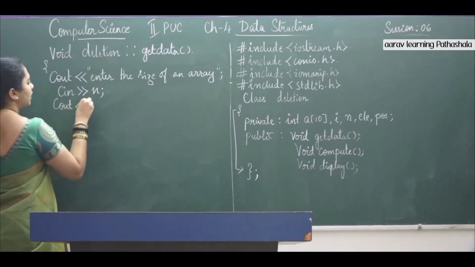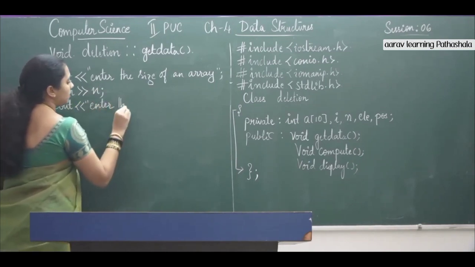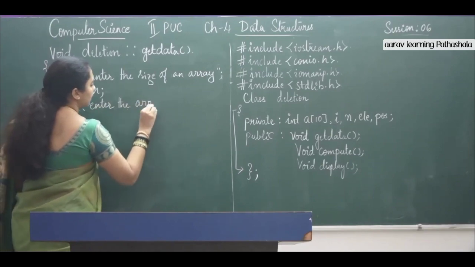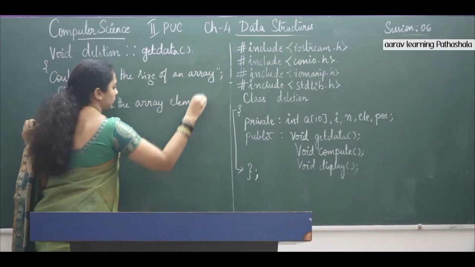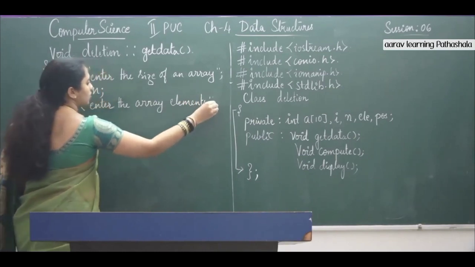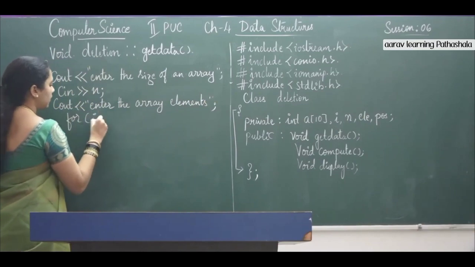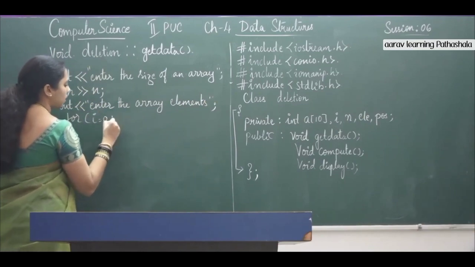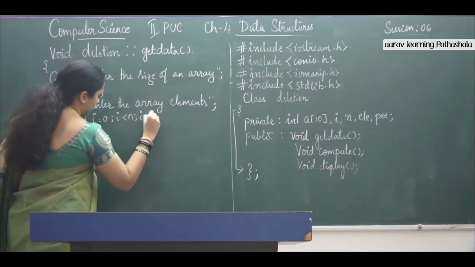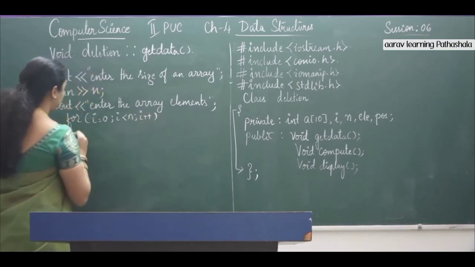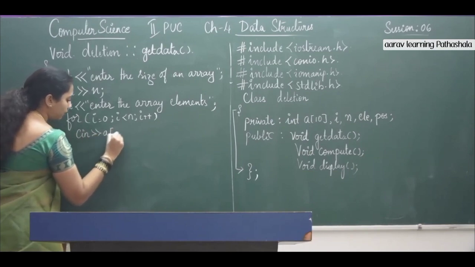Next, we are going to enter the array elements. Enter the array elements. So using a for loop, we are going to accept the array elements. I is equal to 0, I less than n, I plus plus. Cin A of I.